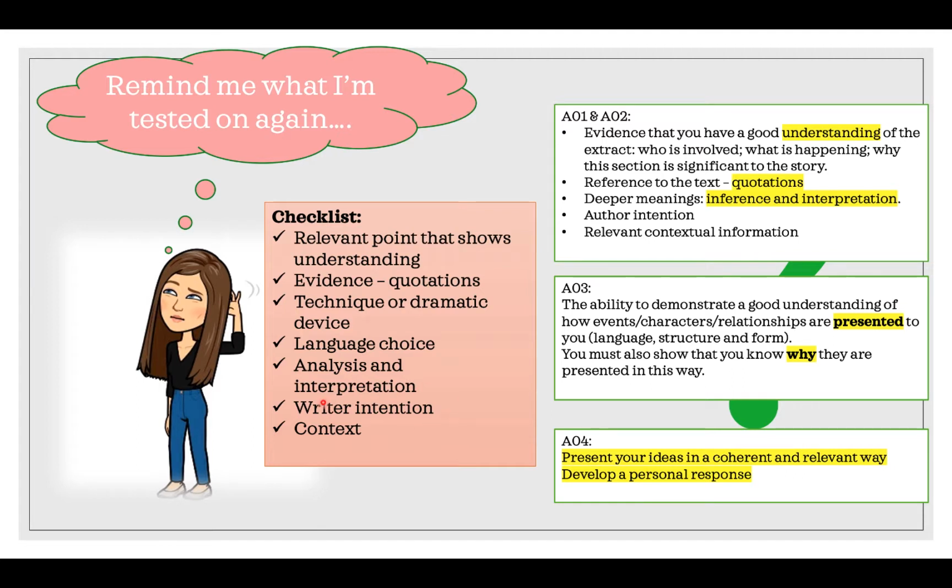Writer's intention. Why does she do what she does? What does she want you to think? What does she want you to understand? And you can at times link this back to the context. Like I said in part 1, please don't just bolt on contextual information. It must support what you're already saying. It must tie in to a point that you're trying to make.